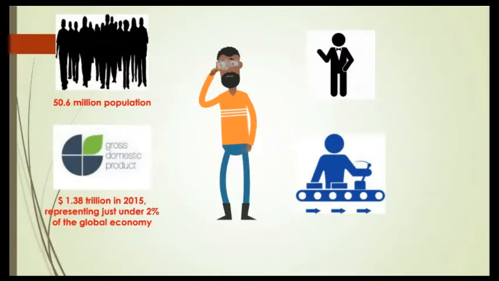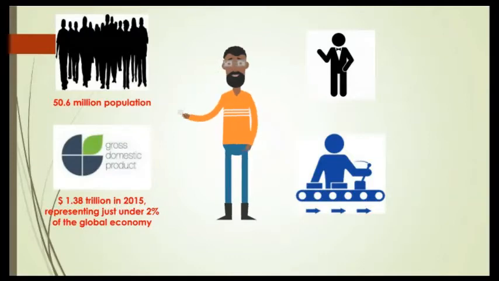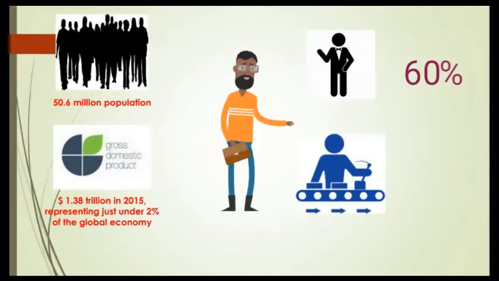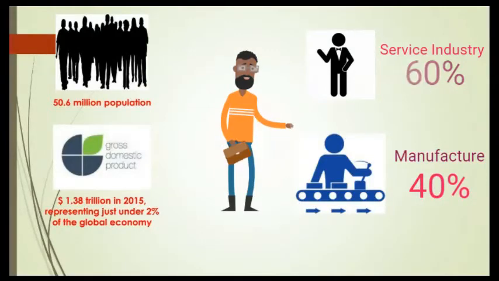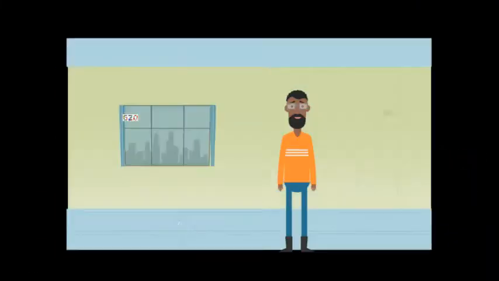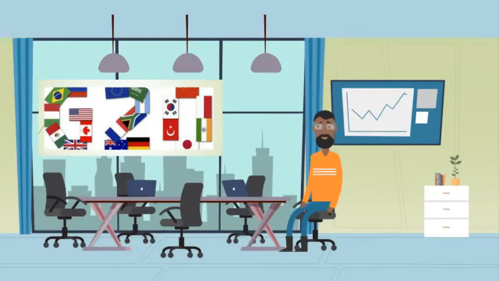South Korea has a population of 50.6 million with a GDP of around 1.38 trillion US dollars in 2015, representing just under 2% of the global economy. The service industry accounts for 60% and manufacturing accounts for 40%. South Korea is a member of the Group of 20, better known as G20. It is an international forum for 19 governments and central banks plus the European Union.